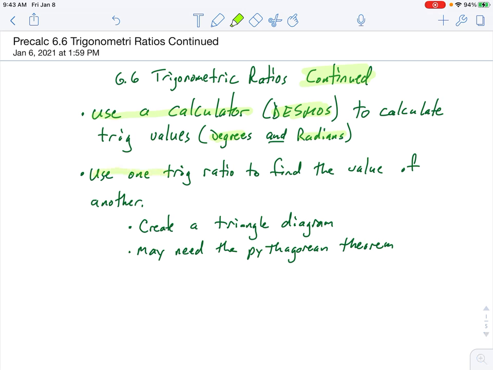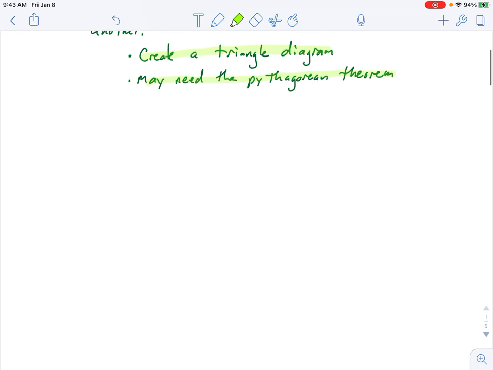You'll be given one trig ratio, and you'll be asked to find another trig ratio. And this is going to involve making a diagram, and we may possibly need to use the Pythagorean theorem as well. So let's go ahead and get started.